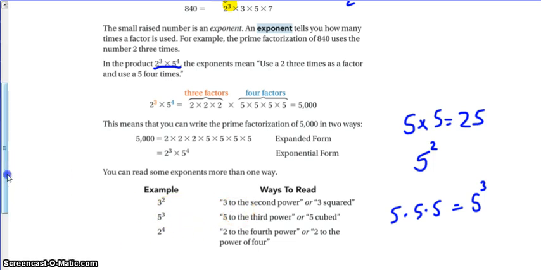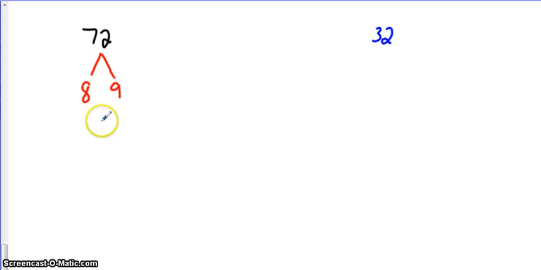All right, so let's go down here and let's practice actually finding some prime factorizations for a couple of numbers. I have 72 and 32, and both of these are even numbers. Okay? So what we're going to do is we are going to start by making a factor tree. Okay? And what we're going to do is we are going to find 2 factors. Okay, take 72 and find 2 factors that would equal 72. When we do that, most often we think of 8 times 9. Because 8 times 9 would equal 72.